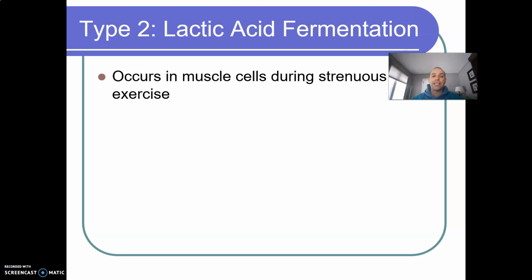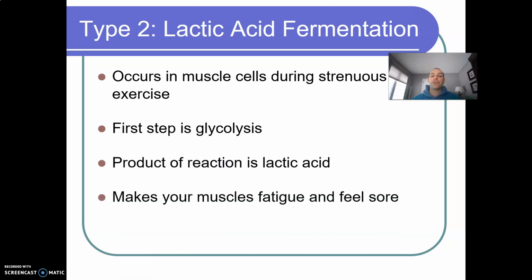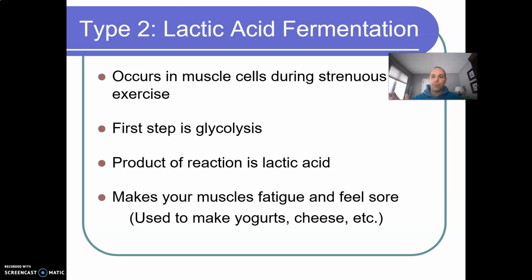Now, type 2 is lactic acid fermentation. It occurs in muscle cells during strenuous exercise. Okay, if you're working out a lot all the time and people say you get cramps because there's lactic acid buildup in your muscles. All right, so you want to get rid of the lactic acid in order to stop cramping. That's a theory. First step is glycolysis. The product of the reaction is lactic acid. It makes your muscles fatigue and feel sore. There's debate on that one too. Scientists aren't sure that's what makes you feel sore, but we can talk about that when you get to anatomy. Used to make yogurts, cheeses, other products that have lactic acid in it, or lactose.